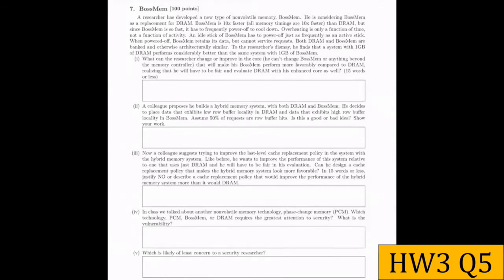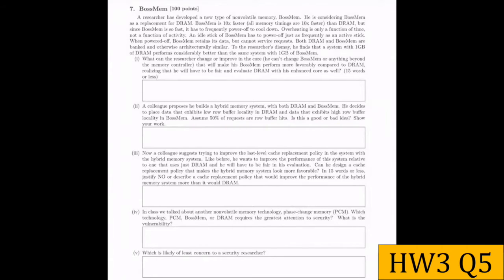To the researcher's dismay, he finds that a system with 1 GB of DRAM performs considerably better than the same system with 1 GB of BossMem. And the first question is, what can the researcher change or improve in the core? He can't change BossMem or anything beyond the memory controller. That will make his BossMem perform more favorably compared to DRAM.